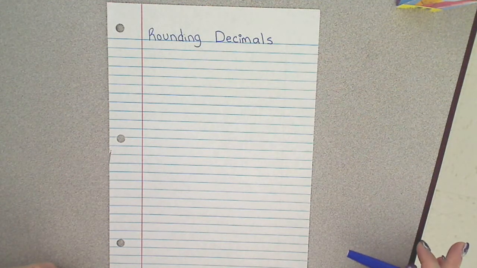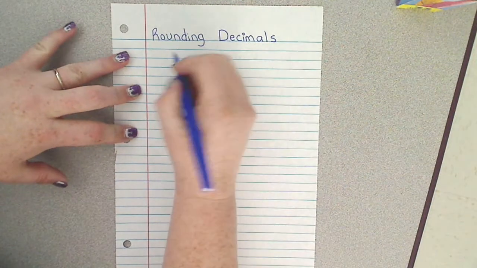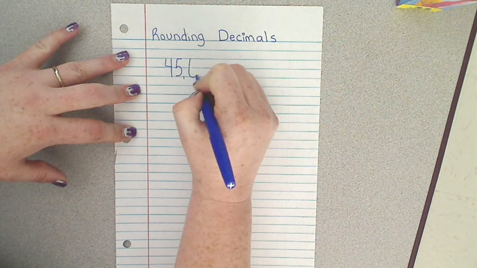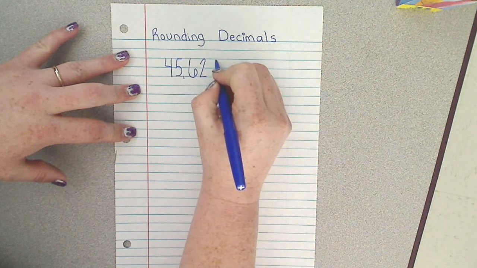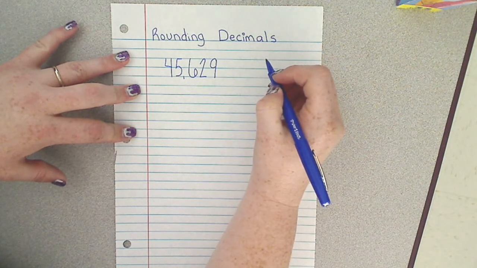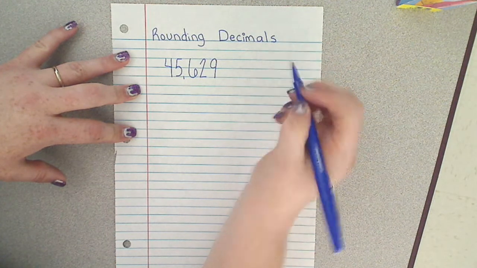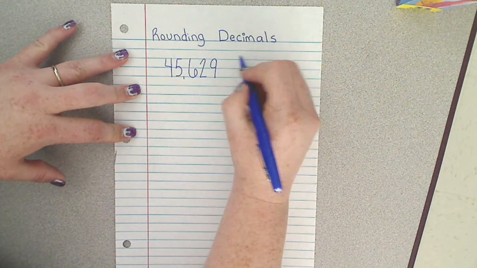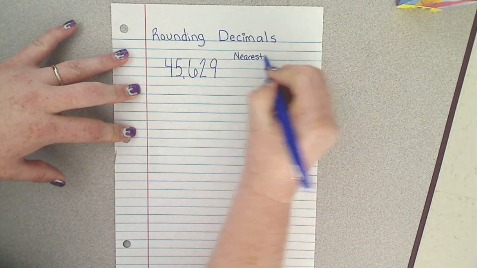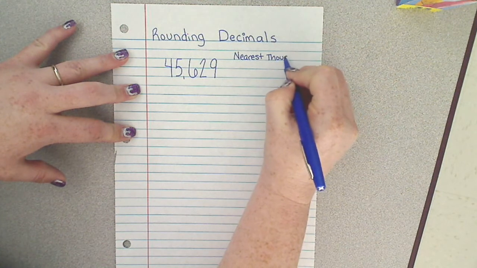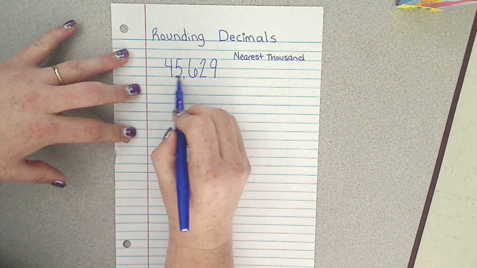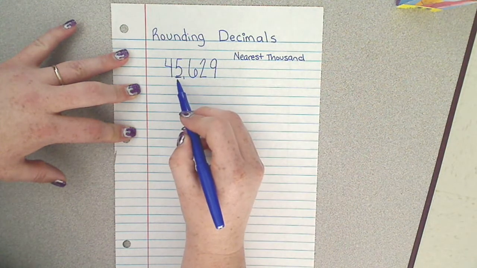For a quick review, let's take the number 45,629. Okay, and we want to round to the nearest thousand. So if I'm rounding to the nearest thousand, I'm going to remind myself here. And then I need to underline the place value that I'm rounding to remind myself of my goal.